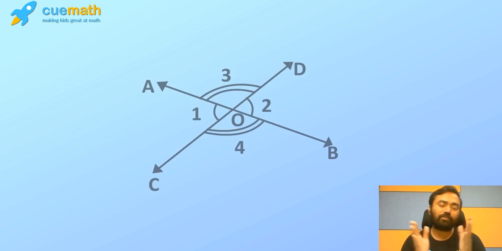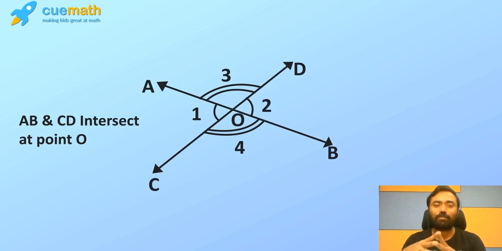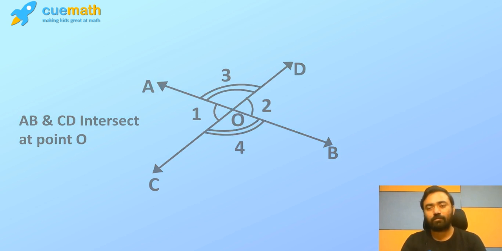For example, if we consider this diagram where we see that lines AB and CD intersect at the point O, then we get four angles formed: angle 1, angle 2, angle 3, and angle 4, such that if we see the diagram, angle 1 is opposite to angle 2. So we can say that angle 1 and angle 2 are vertically opposite angles and they are equal to each other. So angle 1 is equal to angle 2. Similarly, angle 3 and 4 are vertically opposite angles to each other, and angle 3 is equal to angle 4.